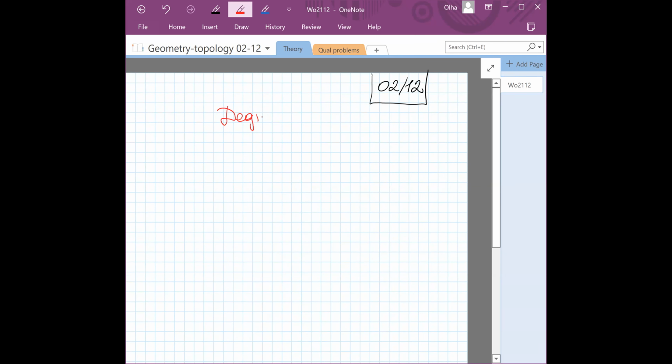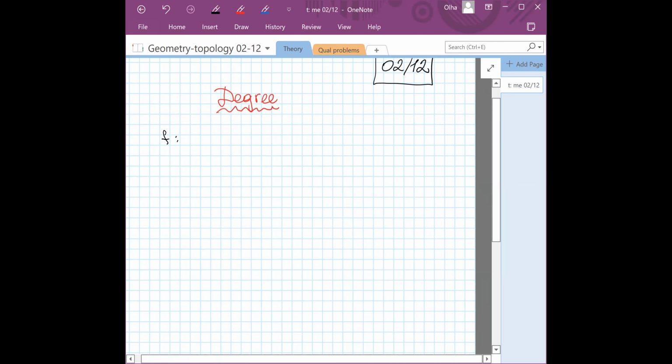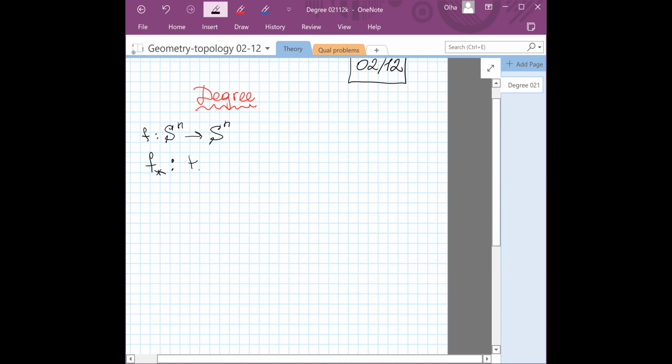Okay, so we're going to start with degree theory, and specifically with definitions. Everything is going to be happening on the sphere. Imagine we have a map from S^n to itself. The whole point is that if we look at the pullback of this map, F star, then it goes from the chain of S^n to itself.